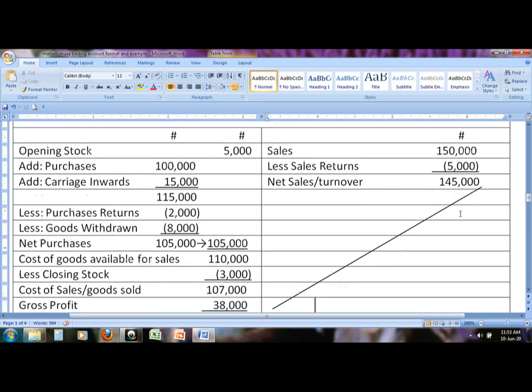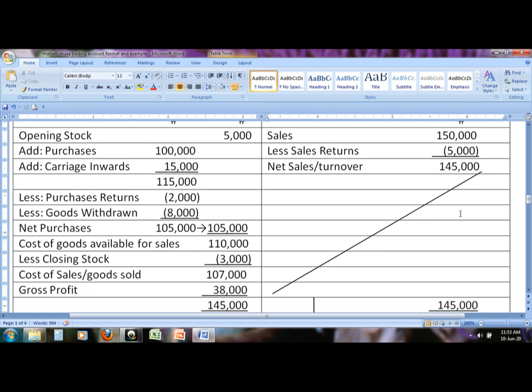Getting that one, we now consider the two items together. We compare our net sales and cost of goods sold. Which one is bigger? In the example given here, as you can see, 145,000 is bigger than 107,000 naira. That means our net sales is bigger than our cost of goods sold. So we now take away 107,000 naira from 145,000 naira. The leftover amount is 30,000 naira. That leftover amount, 30,000 naira, is our gross profit.